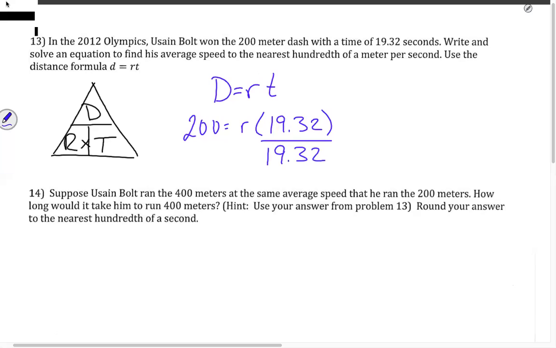So we divide by 19.32. Can you guys do that for me? Now, I know you all have a phone, right? Ava, can you do 200 divided by 19.32 on your phone? And I know my answer is in meters per second. Just tell me. All right, 10.35.